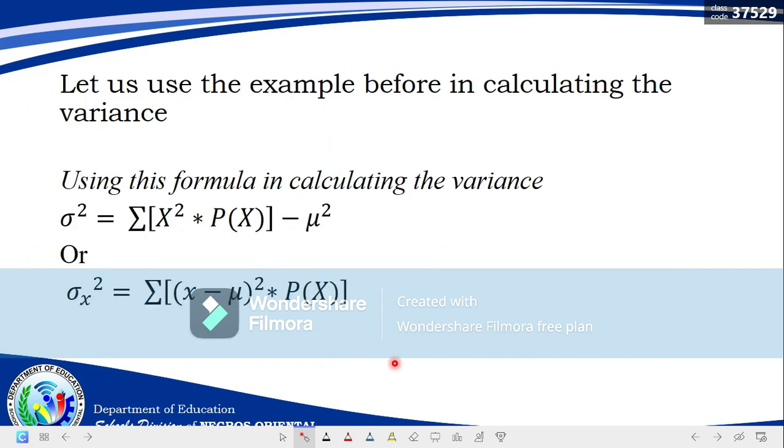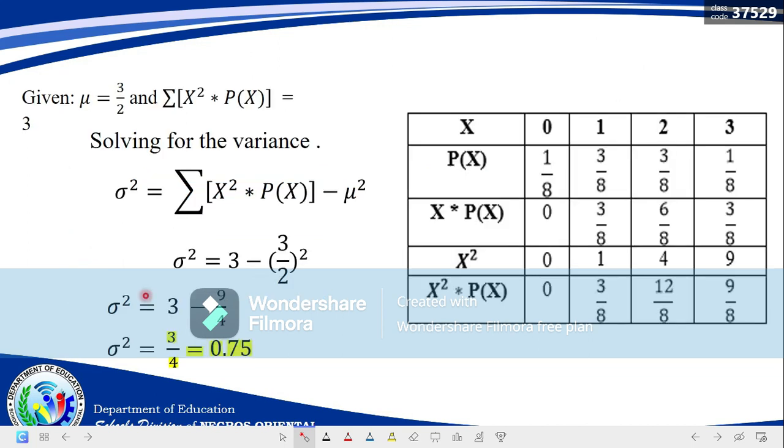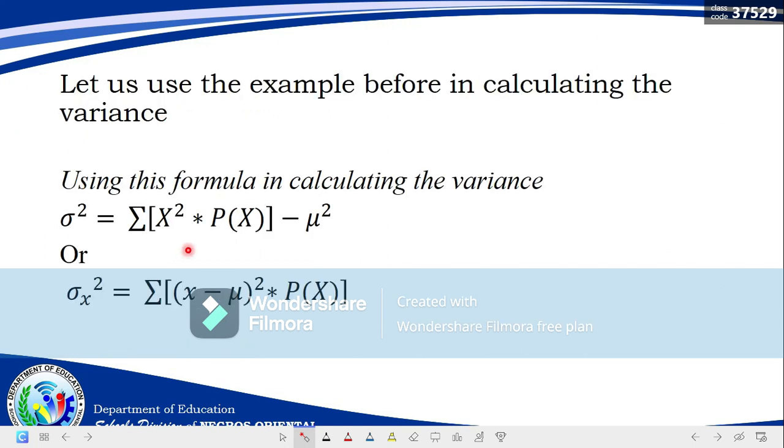Now, let us use the example in calculating the variance. Here is the formula, or you can use either of these formulas, by the way. The result will be the same. So let us proceed, using the alternative formula.